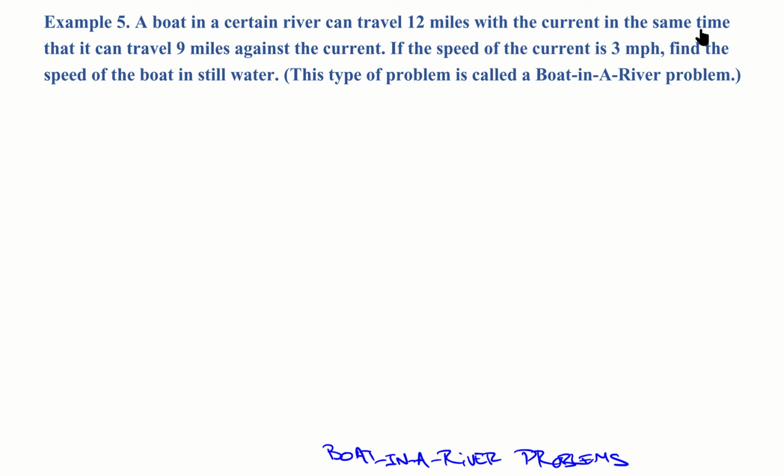All right, so here we have a boat in a certain river that can travel 12 miles with the current in the same time that it can travel 9 miles against the current. If the speed of the current is 3 miles per hour, find the speed of the boat in still water.